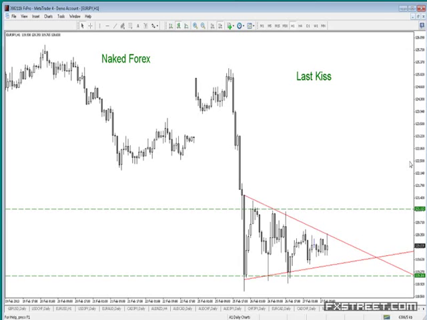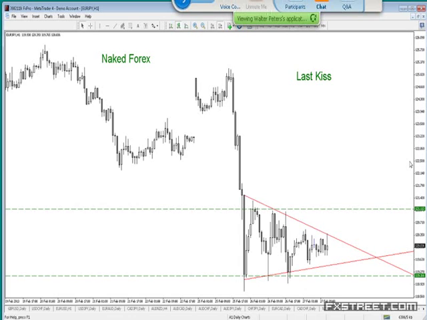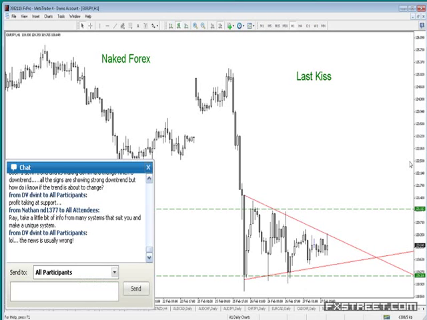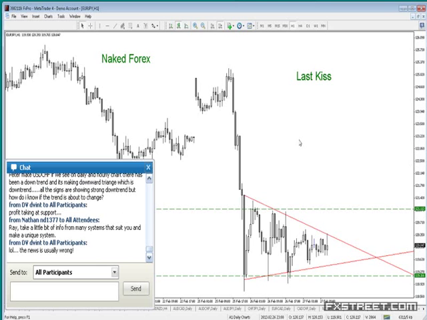Peter, mate. U.S. dollar Swiss, if we look at the daily and hourly chart, there has been a downtrend, and it is making a downward triangle, which is a downtrend. All the signs show a strong downtrend, but how do I know if the trend is about to change? Yeah, the news is usually wrong. Exactly, Deviant. Okay, let's talk about this one.